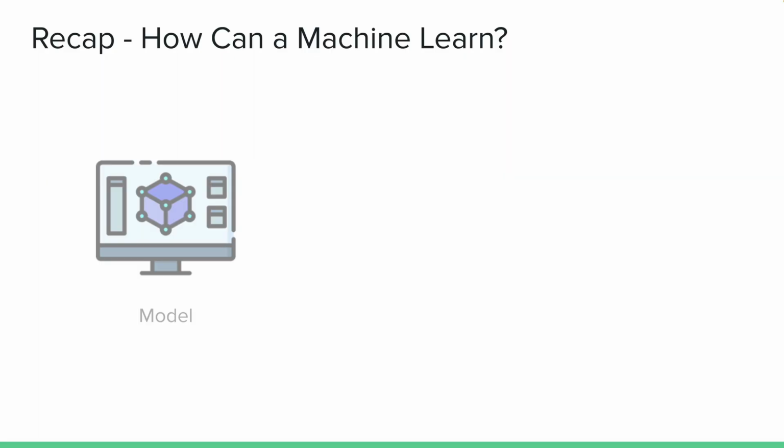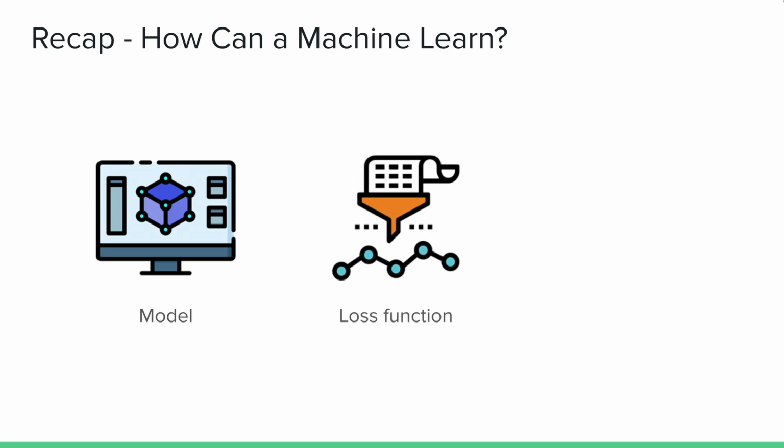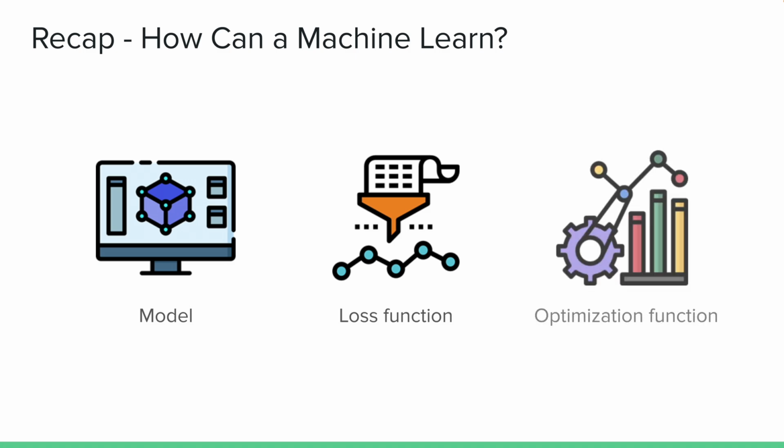How can machines learn? I gave you 3 ingredients that are essential here. Number 1 is the model, which is the set of computational rules that are needed to perform a certain task. A loss function, which tells you how good the model is doing on your data. And an optimization function that allows you to tweak your model to become better, to reduce the loss, to have ideally a very, very low loss.